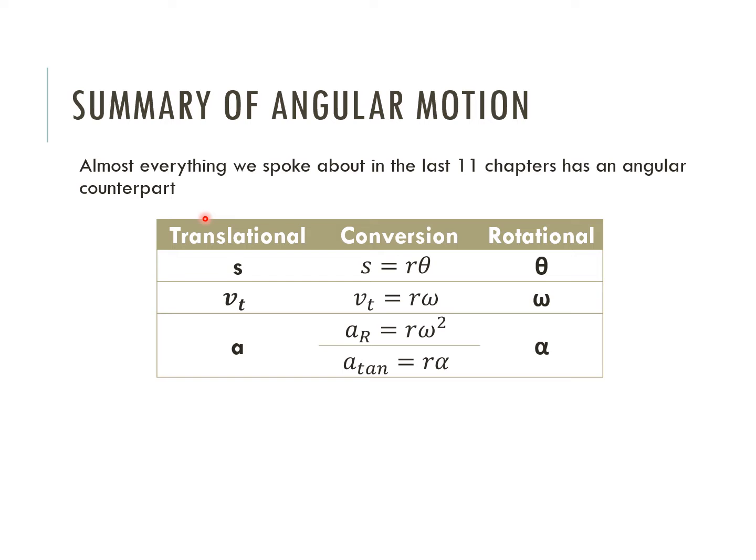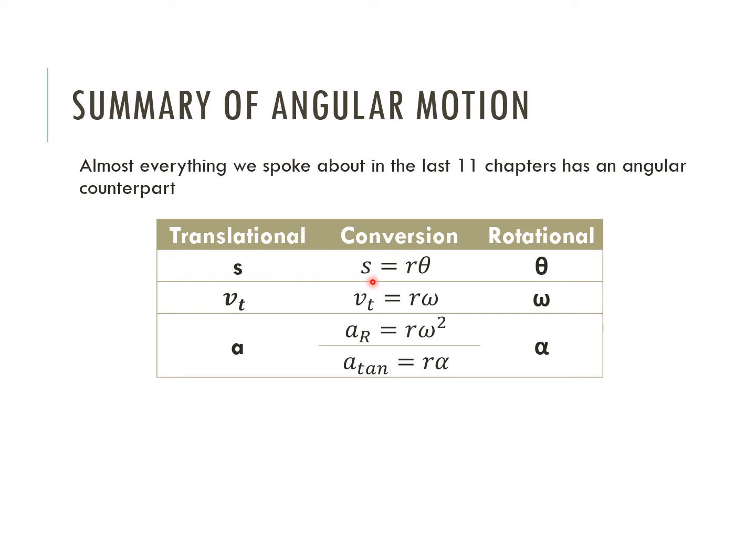is look at how everything we've looked at up until this point. We haven't covered all 11 chapters because we have time for it, but there's no point in making you take Physics 130 twice. It has an angular counterpart. The first thing we did was look at how to describe motion. So we had translational motion: position, velocity, acceleration. How do we take these and convert them to their rotational counterparts, theta, omega, alpha?